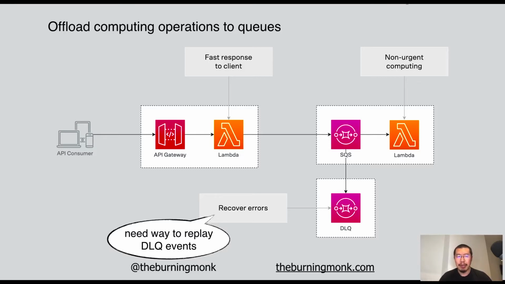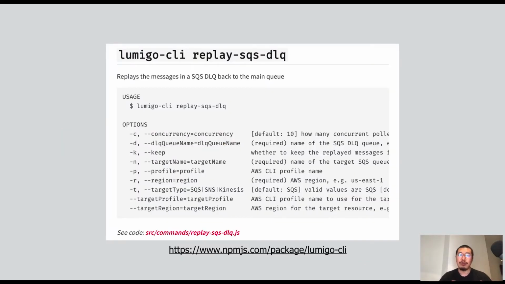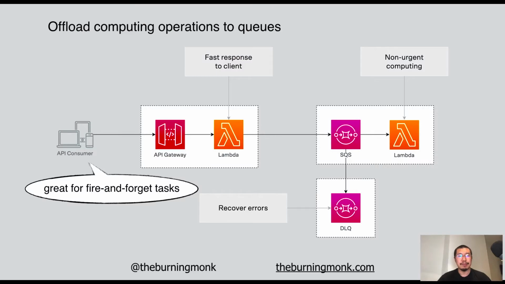But a common problem here, at least with DLQ, is that we need some way to replay those DLQ events, especially if the original failures were down to temporary issues with the third-party services. And to do that, you can use the Lumigo CLI, which has got a bunch of useful commands, such as the replay SQS DLQ command that lets you replay messages from an SQS DLQ.